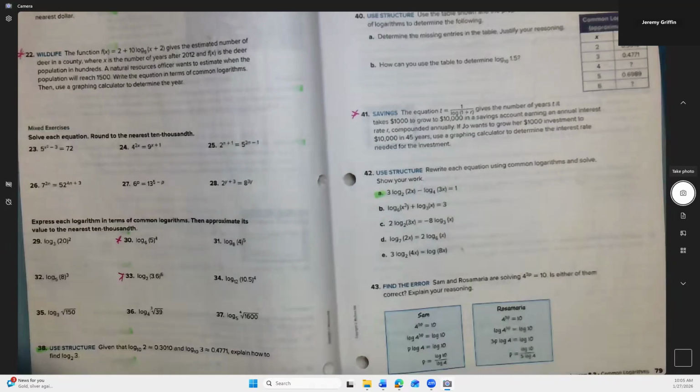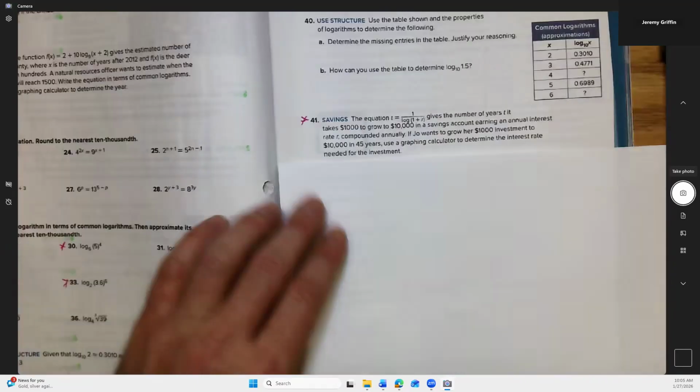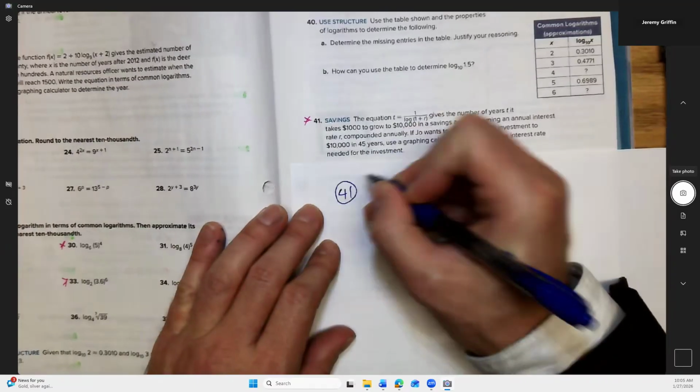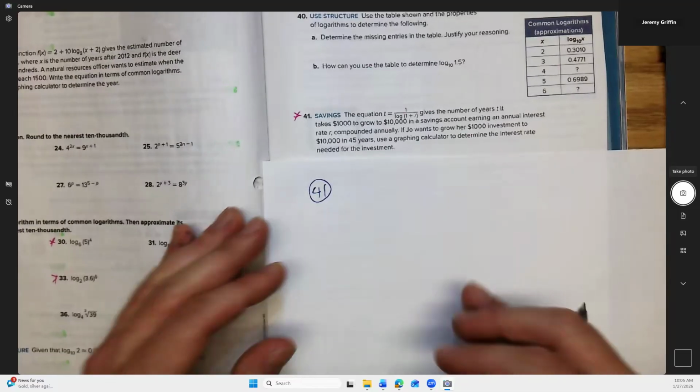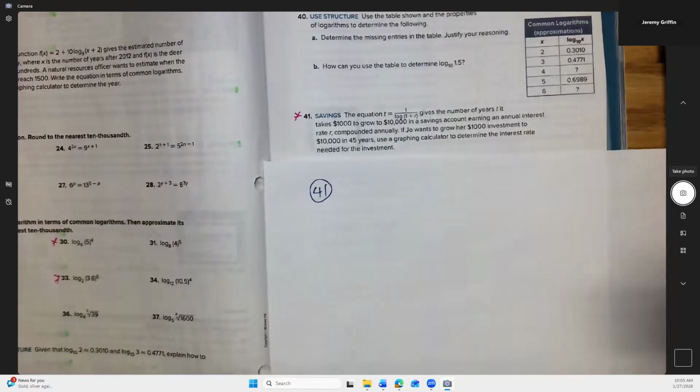Right, last one in the notes. Last one in the notes. Number 41. All right. It's like 6, 7, but it's 41. We're doing 41 now? Yeah. All right, 41. Why not?